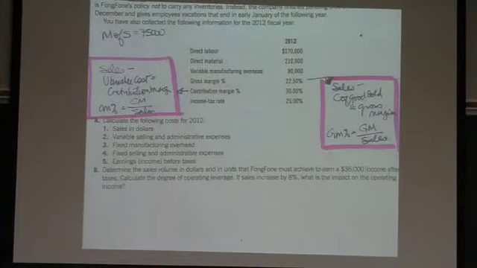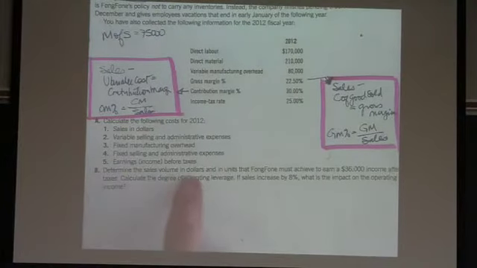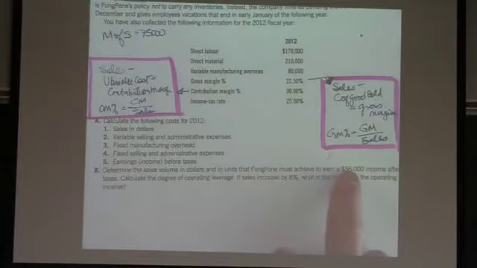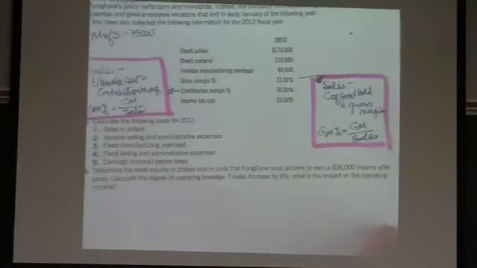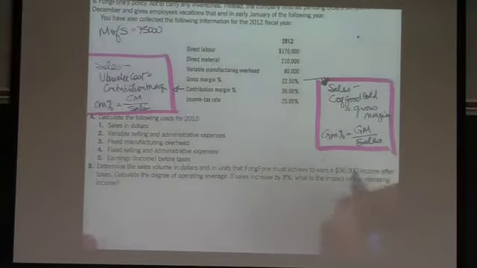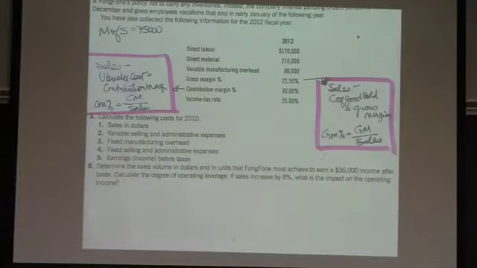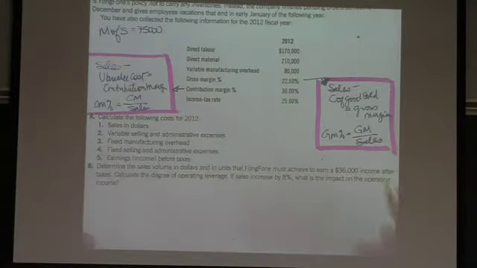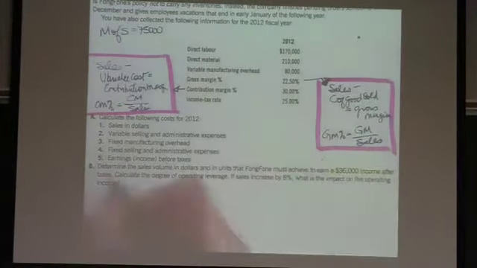Now, it says determine the sales volume in units that Fong must achieve to earn $36,000 income after tax. So we need to determine the number of units we need to sell, in both dollars and volume, to achieve a target income after tax. I just want to highlight that too. That's the second part of the required.